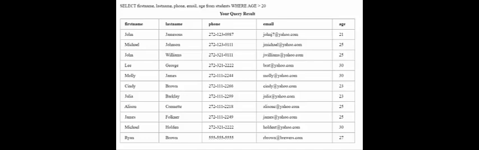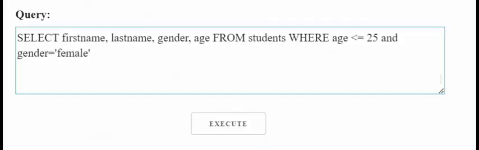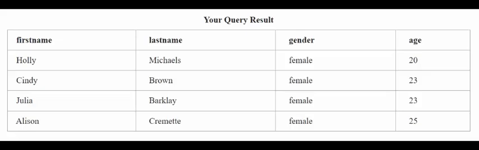Let's say you want to select only female students whose age is less than or equal to 25 years. You can modify your previous query: SELECT first name, last name, age FROM students WHERE age less than or equal to 25 AND gender equals female. You will see the female students' records whose age is less than or equal to 25.